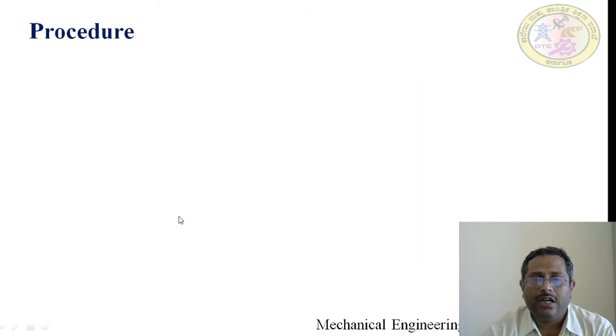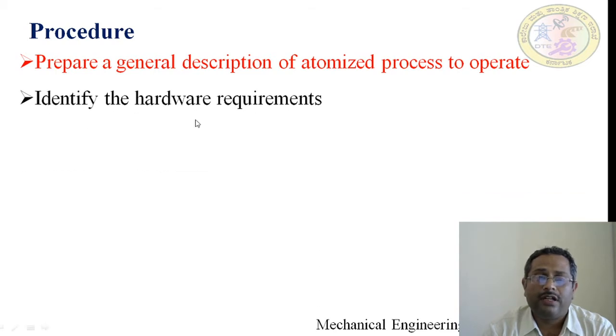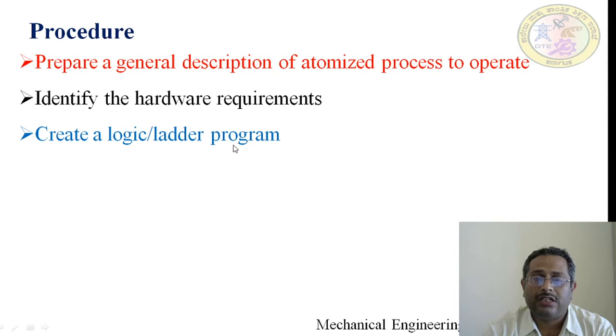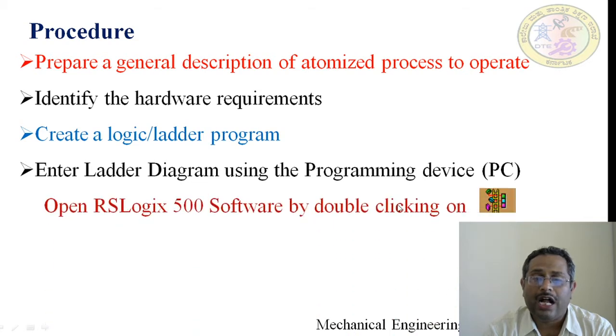To construct this, we have a procedure. First, we have to prepare a general description of the automated process to operate. We have to see what we have to use and what notations we have to use to automate the process. Here, automating the process means it has to be switched off automatically after a predetermined time. First, we have to identify the hardware requirements: what inputs and outputs are required. Then you have to create a logic or ladder diagram, and enter this ladder diagram into the programming device using RSLogix 500 software by clicking on this icon.